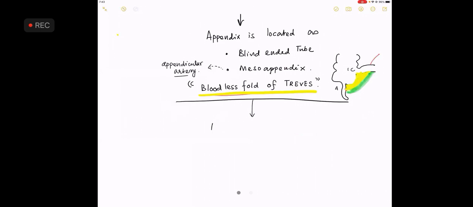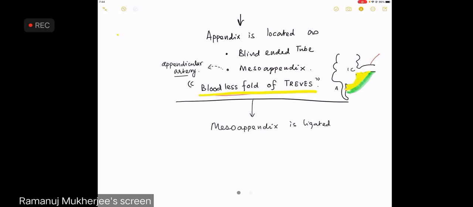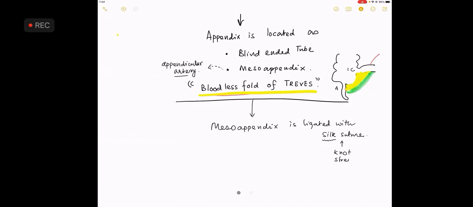Now come to the next point. The next point of interest is the mesoappendix is ligated twice with silk sutures. Now some people may not like silk sutures. They can use many other things like a polyglactin suture. But in an MBBS, it is good to talk about silk because the knot quality or the knot strength is good.